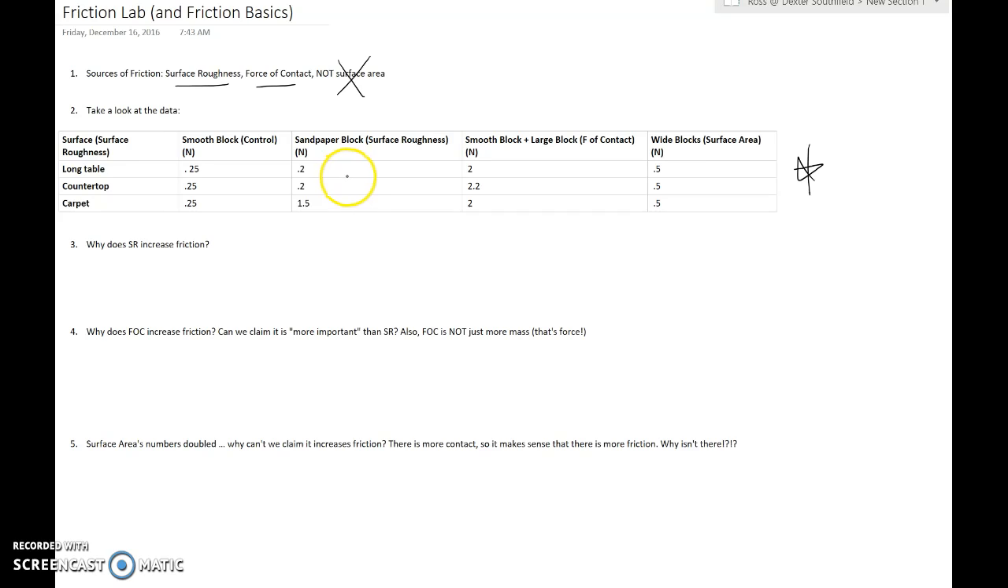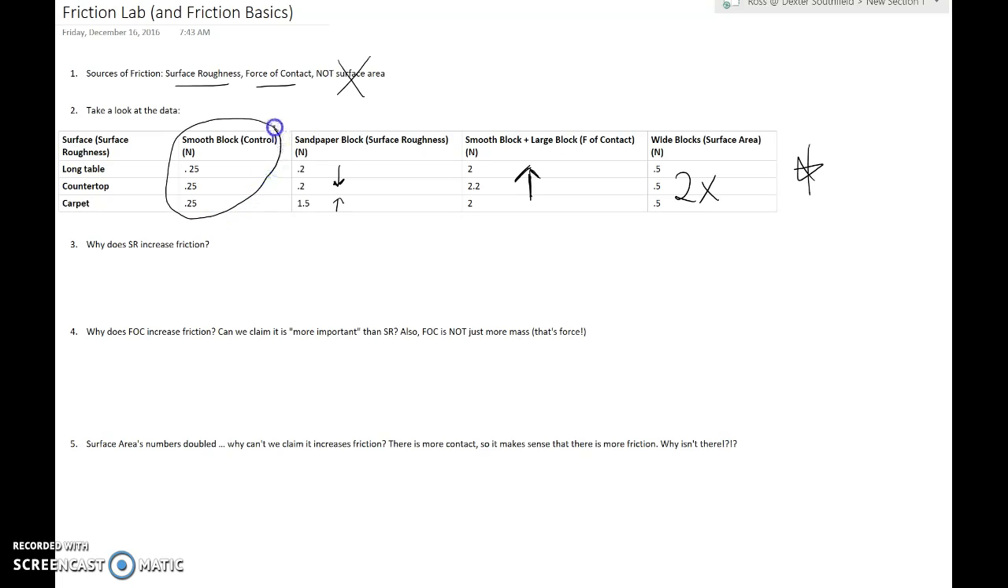What we see here for these first two is a slight decrease in the friction with the sandpaper block when it's on the long table and the countertop. And we see a big increase here. We see a massive increase for all of force of contact, and we see a doubling approximately for the wide blocks, for the surface area. This is all in comparison to the control.